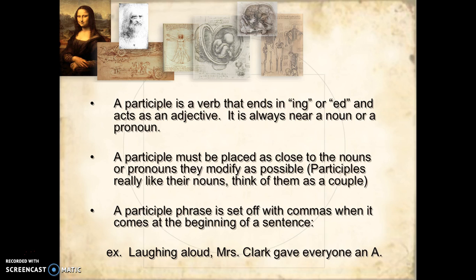A participle is a verb that ends in ing or ed and is used as an adjective. It is always near a noun or a pronoun. A participle must be placed as close to the nouns or pronouns that it modifies, otherwise you have a dangling participle. So participles really like nouns. Think of them as a couple. Participles and nouns like to date.